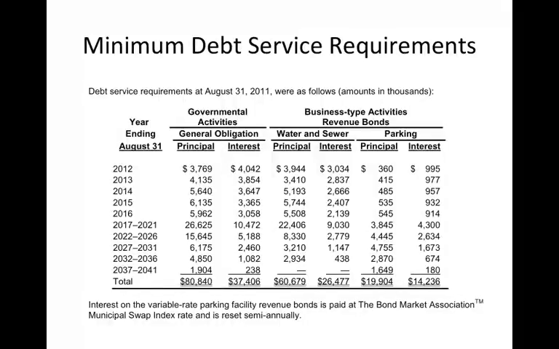This is the required note disclosure on minimum debt service requirements. Governments are required to show each of the next 5 fiscal years individually, and then the remainder of the maturity of the debt in 5-year increments thereafter until the debt is completely retired. They are required to show principal separate from interest, and they're required to show each type of debt separately. So you see the GO debt separately from the water and sewer and the parking debt for this particular government.